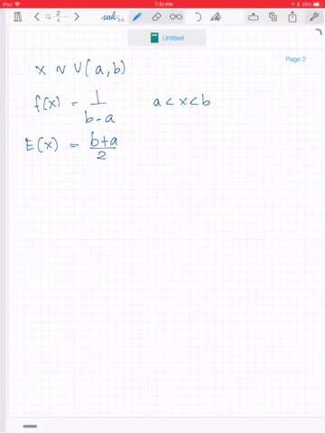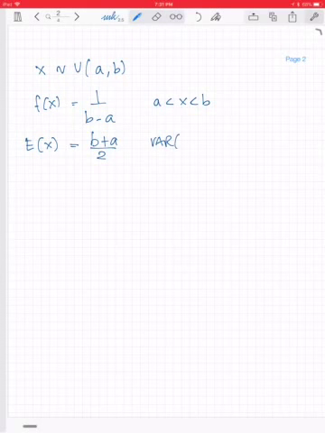Let's compute the variance of the uniform. So we have a uniform between a and b, which has density 1 over b minus a, for x between a and b, and we already computed the expectation is (b plus a) divided by 2. Now we're going to use the fact that we can write the variance of x as the expectation of x squared minus the expectation squared of x, which we have just calculated.